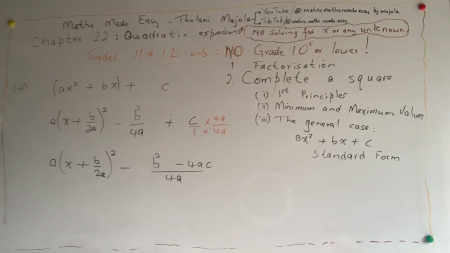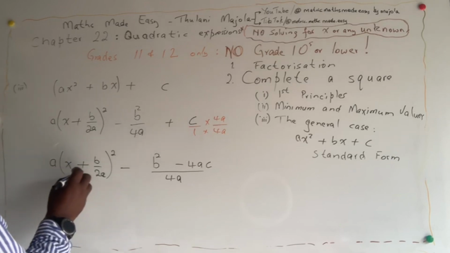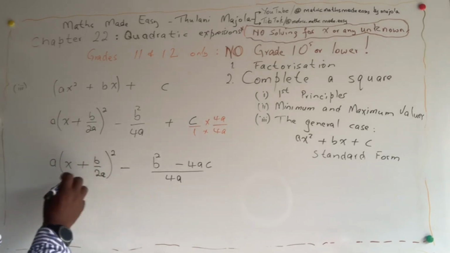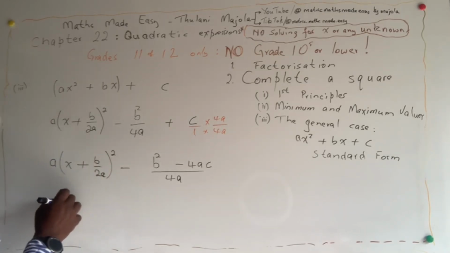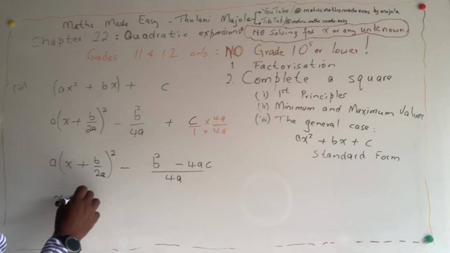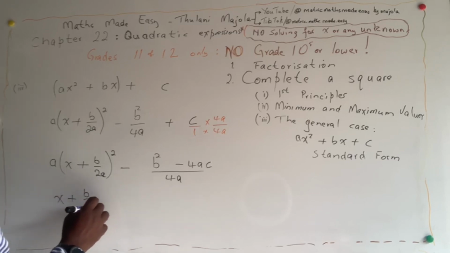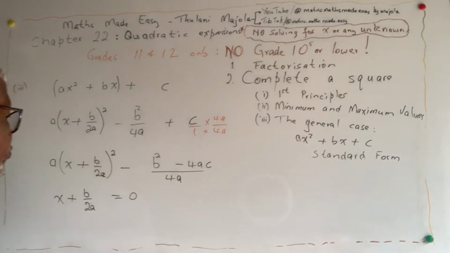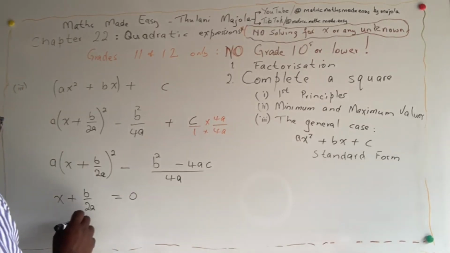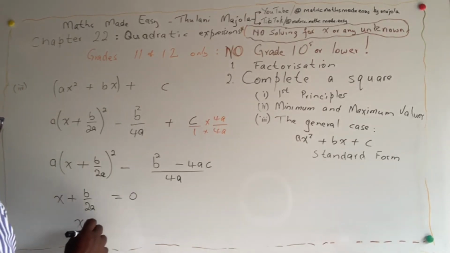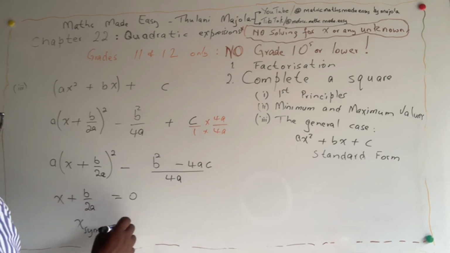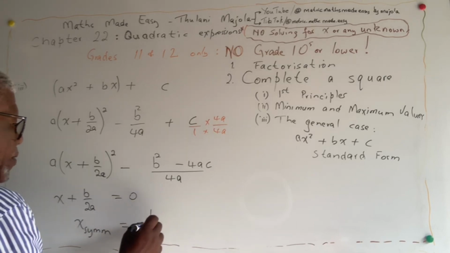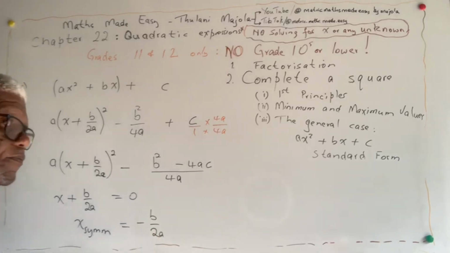Now, to complete, you see here this needs to be 0, like we were doing before. So x plus b over 2a equals 0 gives you your axis of symmetry. So your axis of symmetry is x equals negative b over 2a.